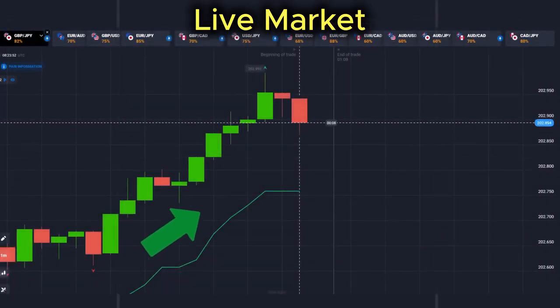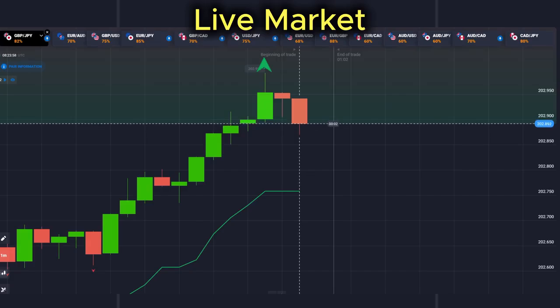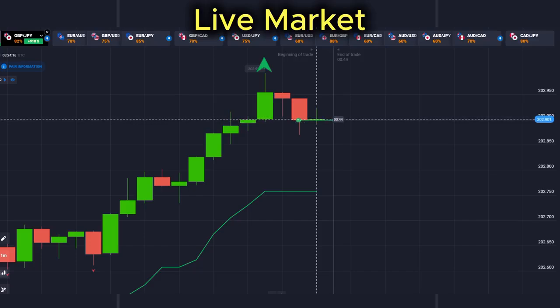Now let's look at an uptrend example. A green fractal has formed, followed by 2 red candles. So this is the perfect time to place a buy trade on the next candle. And as you can see, this setup works beautifully most of the time.